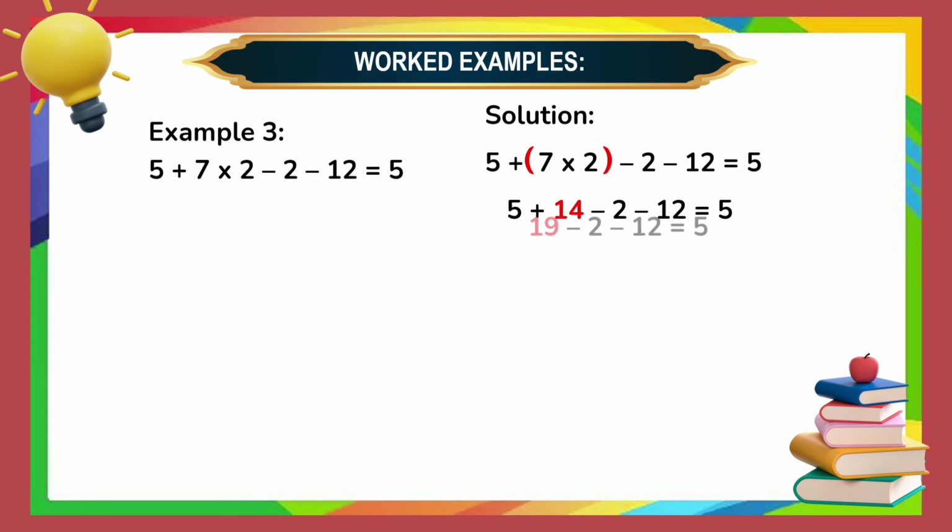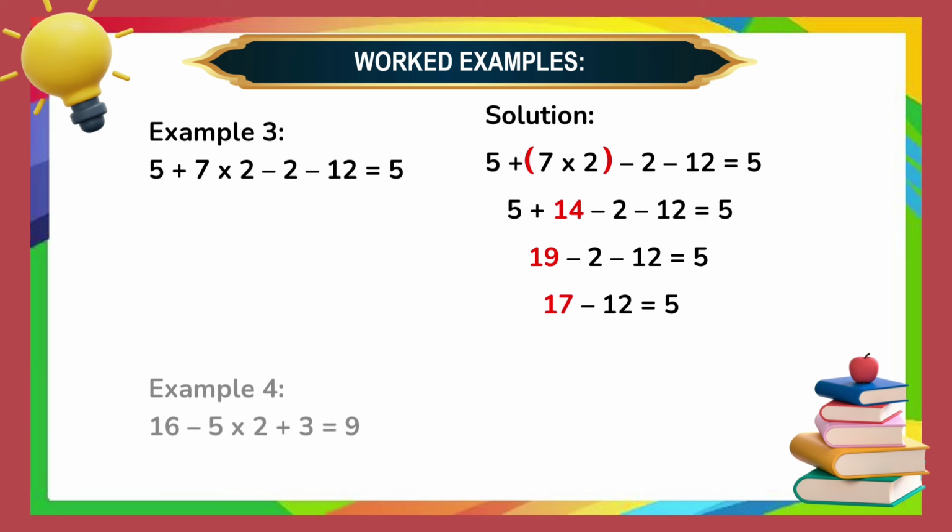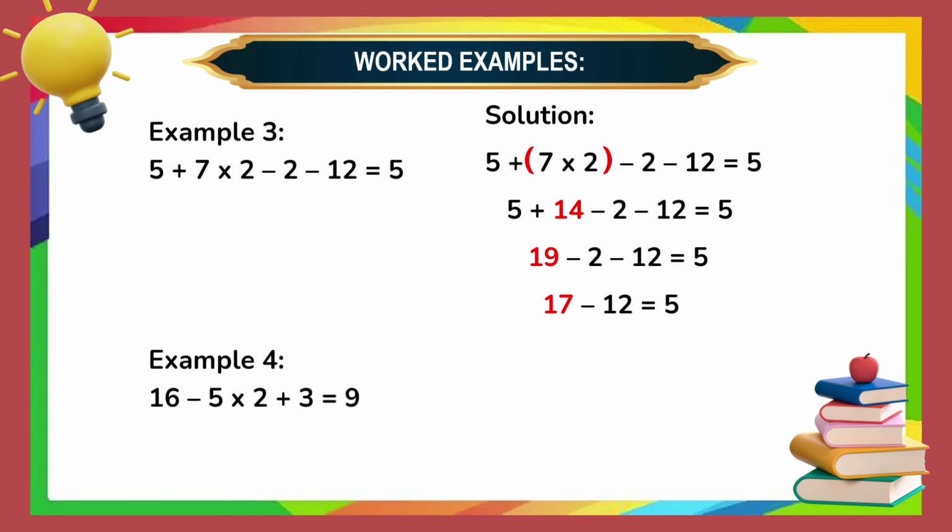5 plus 14, the answer is 19. And then we do the subtraction. 19 minus 2, the answer is 17. Then minus 12, the answer is 5. So that's the final answer.